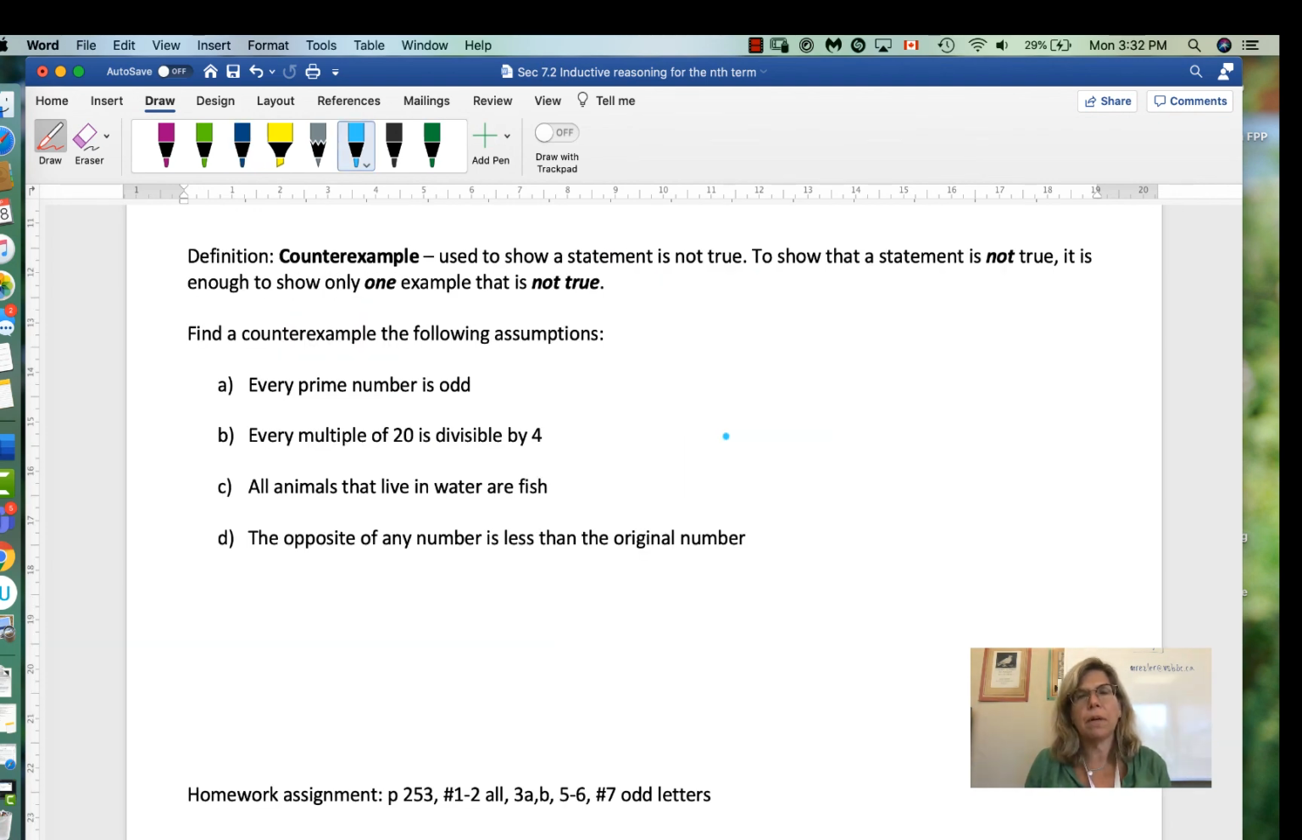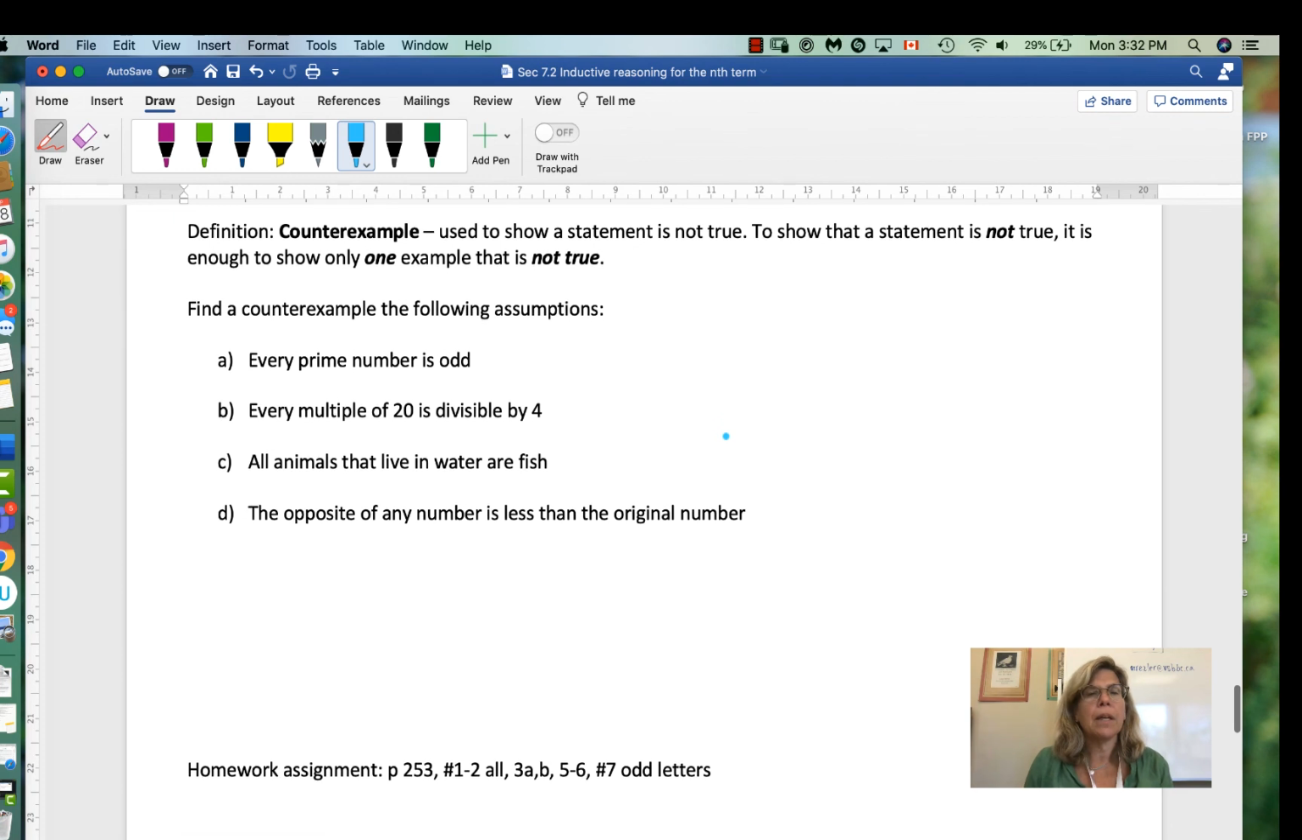Not true. To show that a statement is not true, it is enough to show only one example that it's not true. You don't need to show 4 or 5 examples, you only need to show one, and that proves that a statement isn't true. So for example, here's one: every prime number is odd. Is that true? Let's see. Prime numbers, we have 3 and 5 and 7 and so on. But we also have 2, and 2 is even. So that statement is not true.